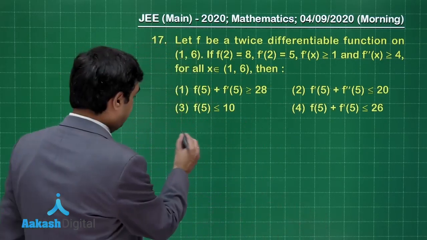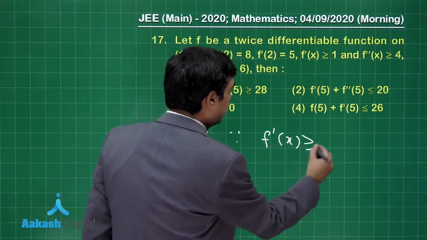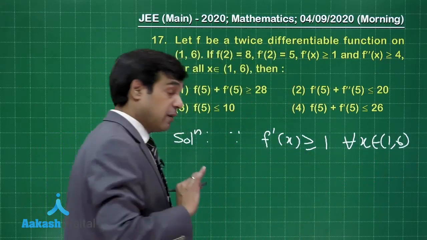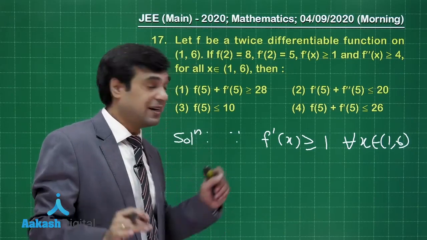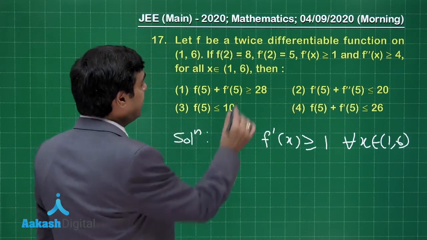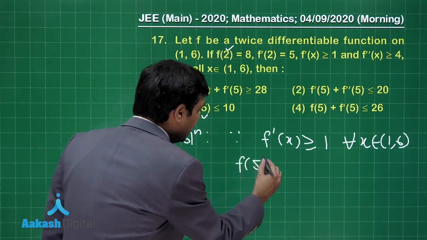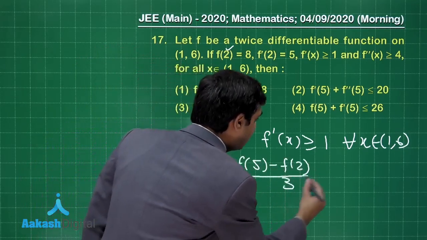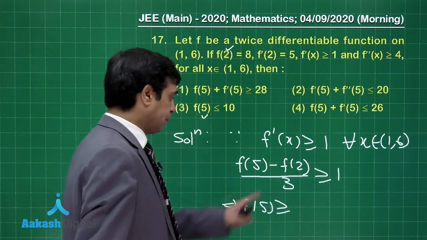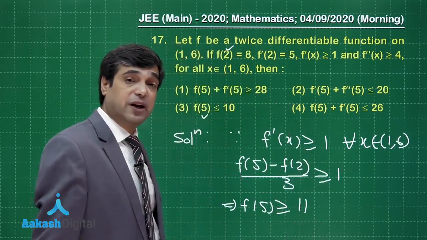So let's plan this question. Since f'(x) is greater than or equal to 1 for all x in the interval 1 to 6, that means the slope of the line joining 2 points will always be greater than or equal to 1. So let's consider one point as 2 and the other point as 5. So we can see (f(5) minus f(2)) upon 3 is greater than or equal to 1. That means f(5) is greater than or equal to 3 plus f(2), meaning 11. Clearly, option number 3 is not correct.